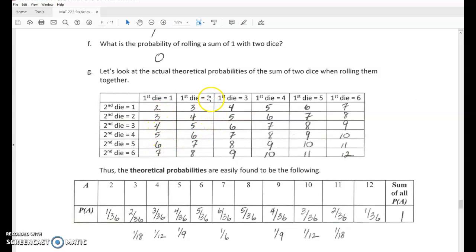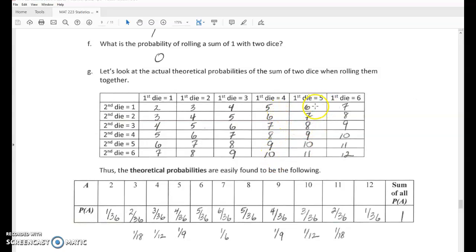Now, if your first die is a 2, and you can get a 1, 2, 3, 4, 5, or 6 on the second die, then your sum is going to be anywhere between 3, 4, 5, 6, 7, and 8. If your first die is a 3, and then on the second die you get a 1, 2, 3, 4, 5, or 6, so for example, 3 plus 1 is 4, 3 plus 2 is 5, etc., you get anywhere between 4, 5, 6, 7, 8, and 9. If your first die is 4, here are your options for your second die. You get anywhere between a 5, 6, 7, 8, 9, and 10.